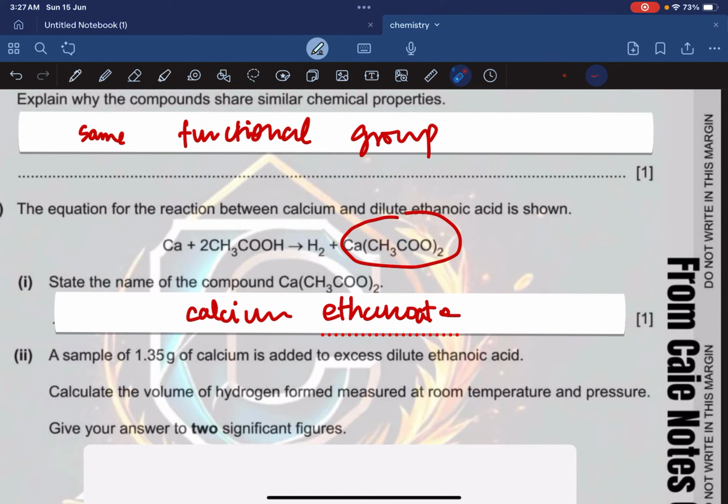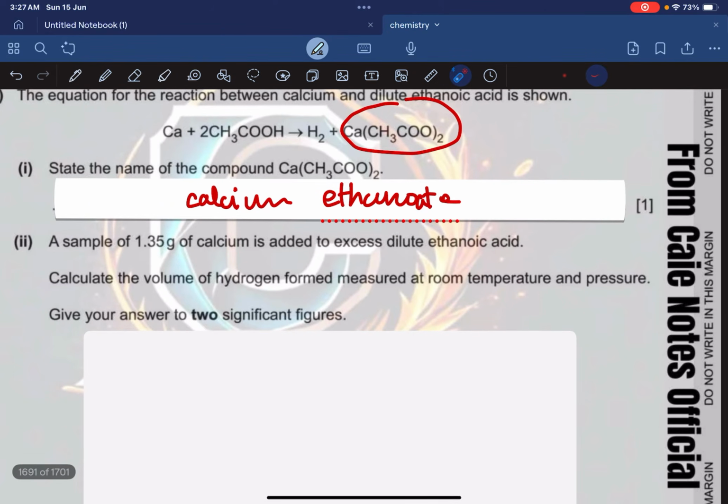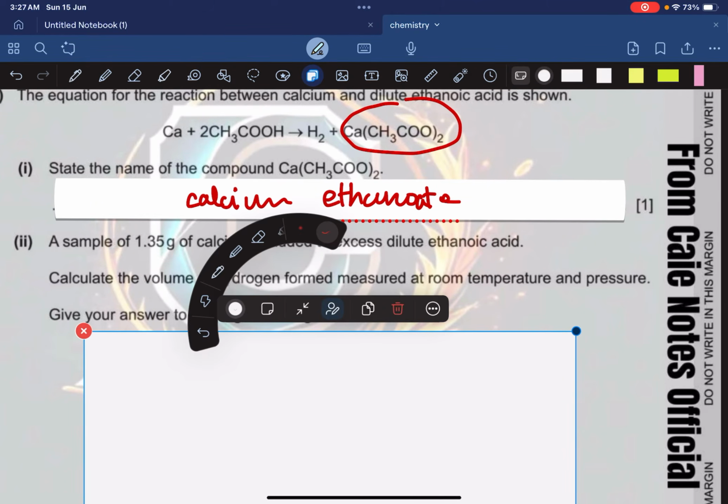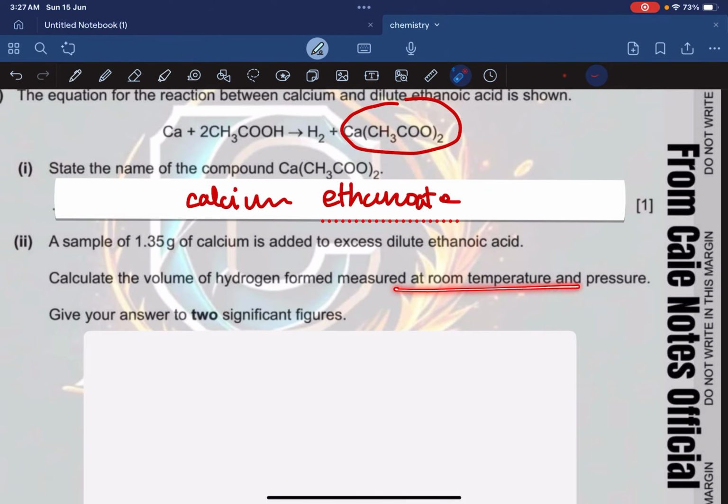So a sample of 1.35 grams of calcium is added to excess dilute ethanoic acid. Calculate the volume of hydrogen formed, measured at room temperature and pressure. Give your answer to two significant figures. We have to be careful about this as well. The first thing that we're going to do is figure out the moles. We are given the equation, and we know that 1 mole of calcium is going to form 1 mole of hydrogen. So if we find the moles of calcium from the mass, we can find the moles of hydrogen.